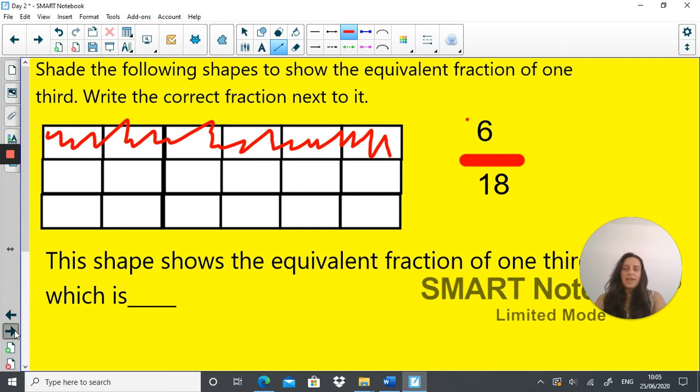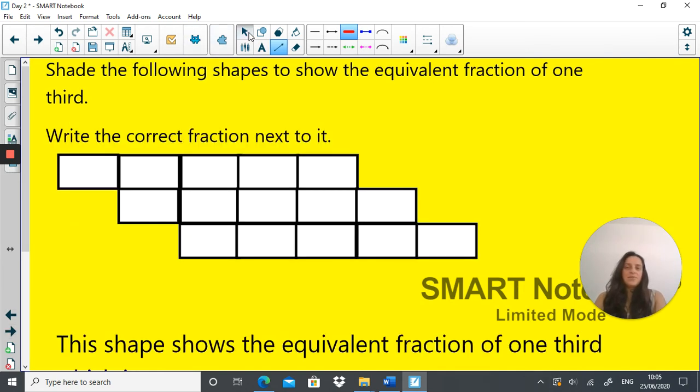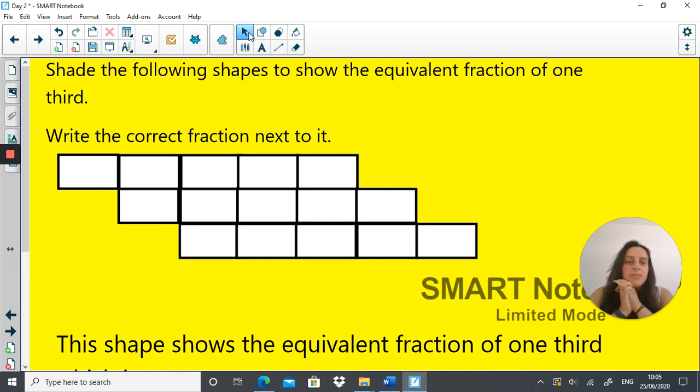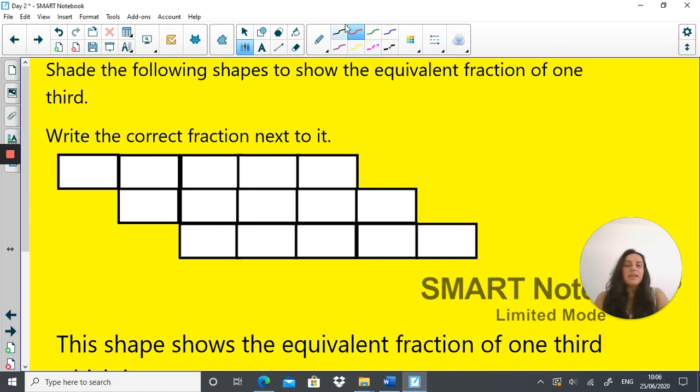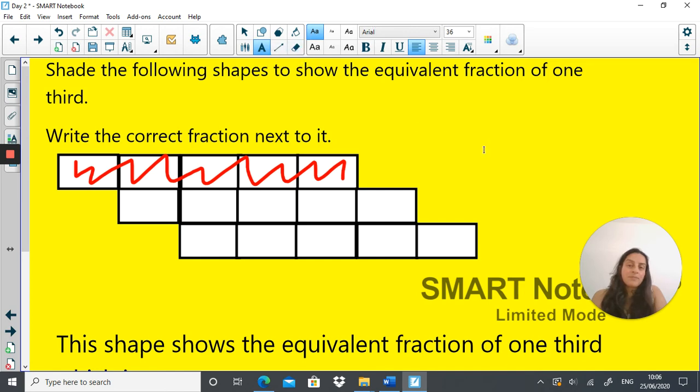Now, try this. Shade the following shape to show an equivalent fraction to 1/3 and write the fraction next to it. So in this diagram, there are 15 boxes. To shade in 1/3, 15 divided by 3, to shade in 5. And so the equivalent fraction to a third would be 5 over 15. So hopefully with practice, you're finding this a bit easier.